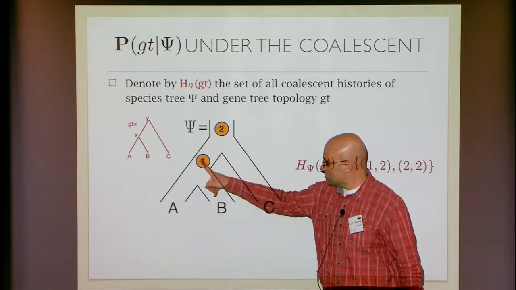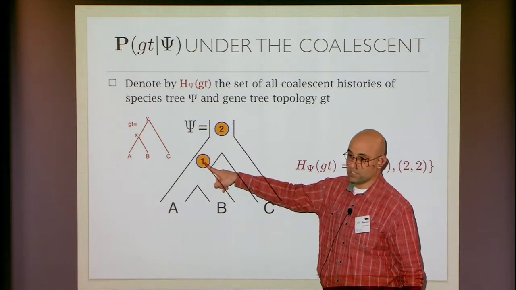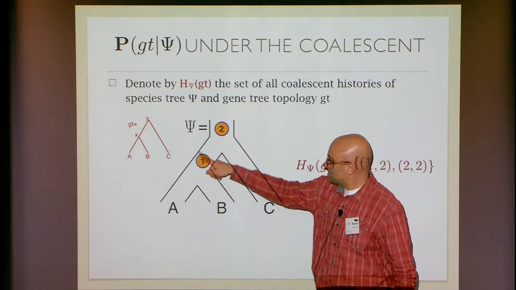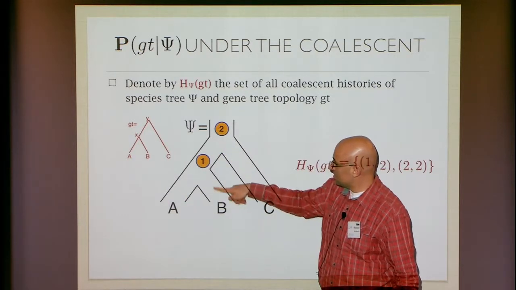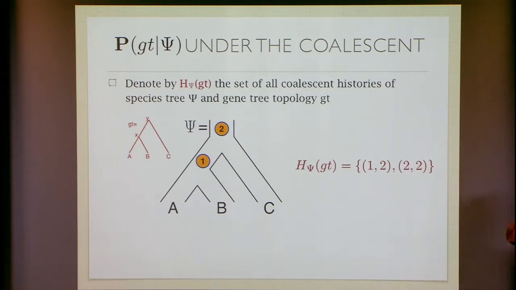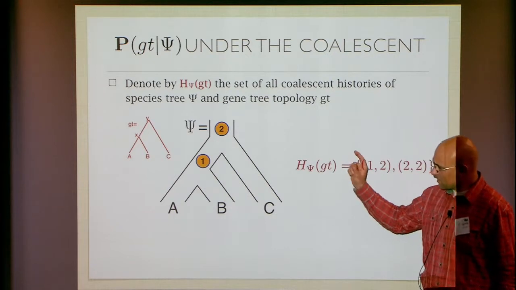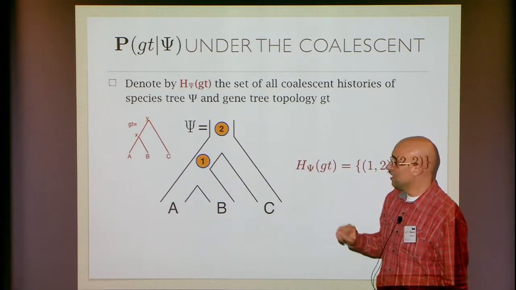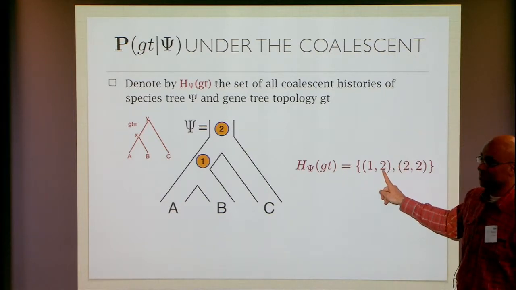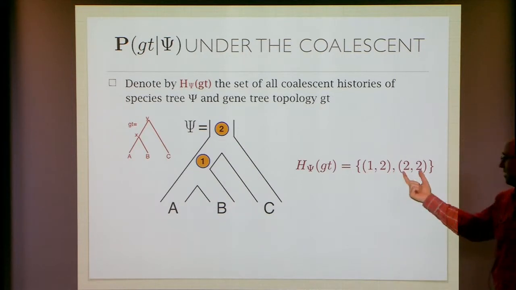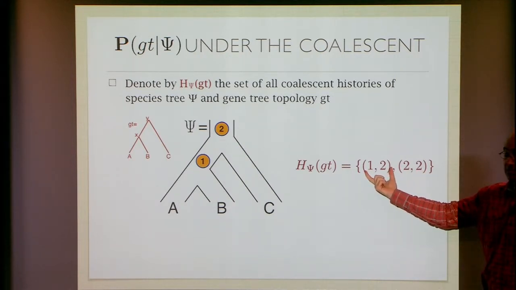Either A and B coalesce on branch 1, so node X is mapped to 1 and Y is mapped to 2, or X happens here, so A and B coalesce at this point, and then C coalesces with them. This is what we call coalescent histories. So there are 2 possible coalescent histories, and if we look at a vector whose size is the number of internal nodes in the gene tree, and the entries in that vector are the branch numbers from the species tree, we can now represent each coalescent history with one such vector.